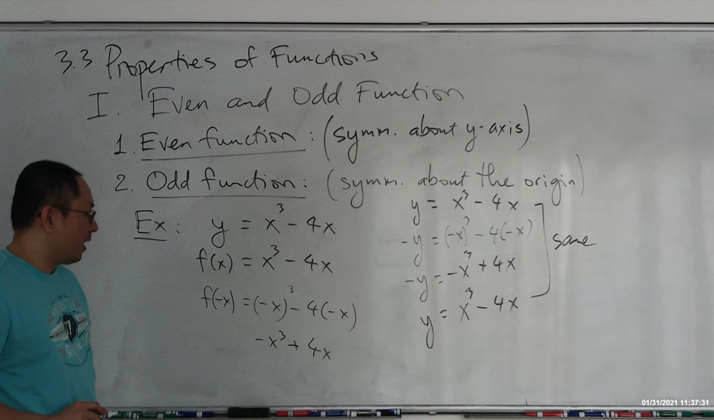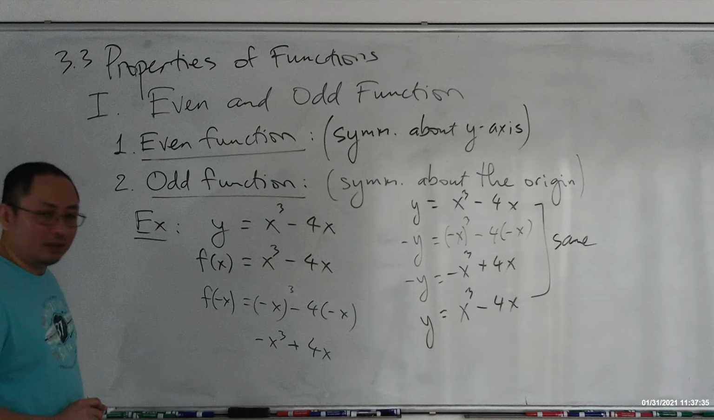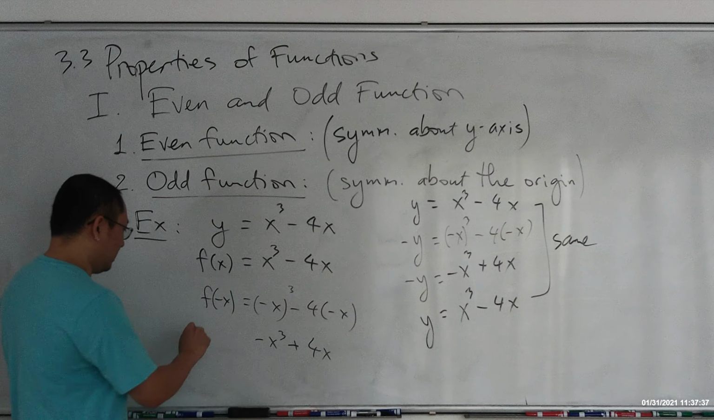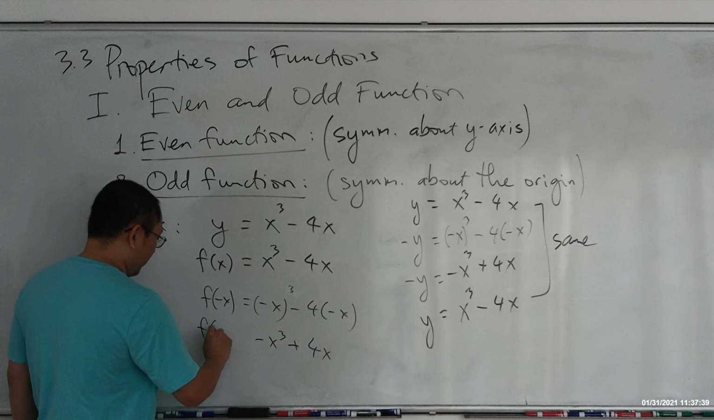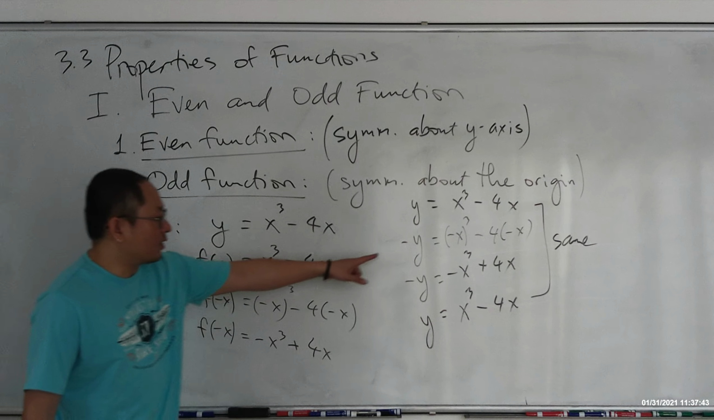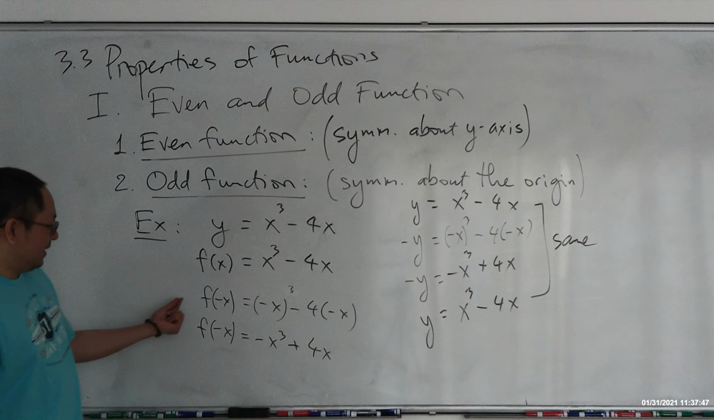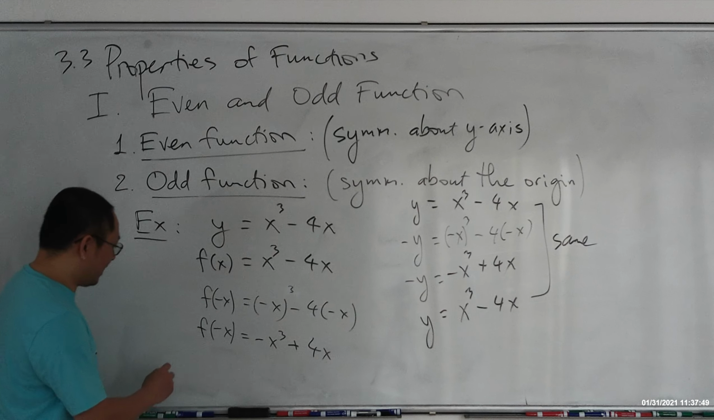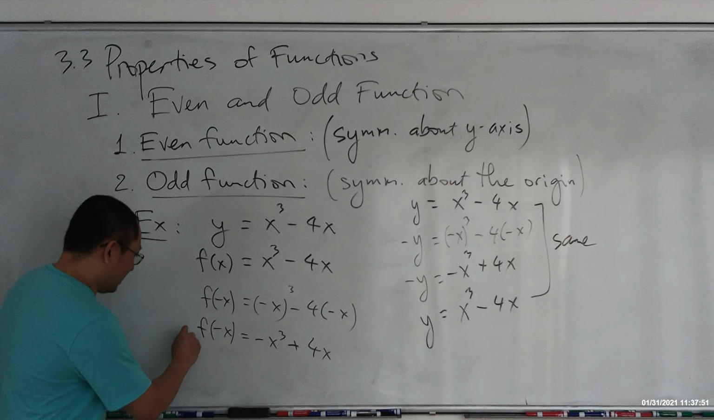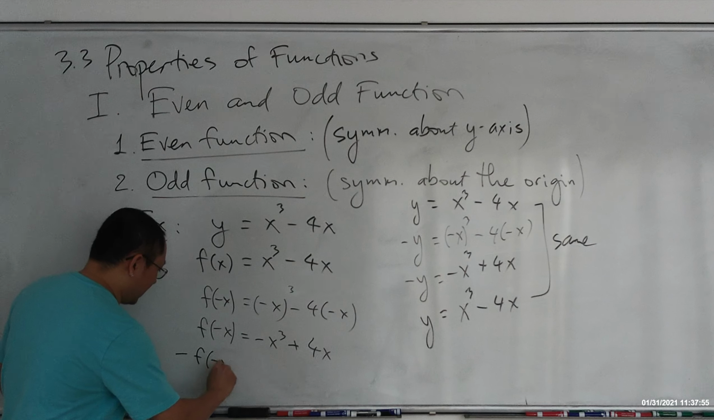How do you change to negative y? You gotta put another negative in terms of f of negative x, and this is f of negative x. Okay? I change this x to negative x. Now I gotta change y to negative y. How do I change y to negative y? Y is f of x, so negative y means what? Negative of f of x, negative of f of negative x.